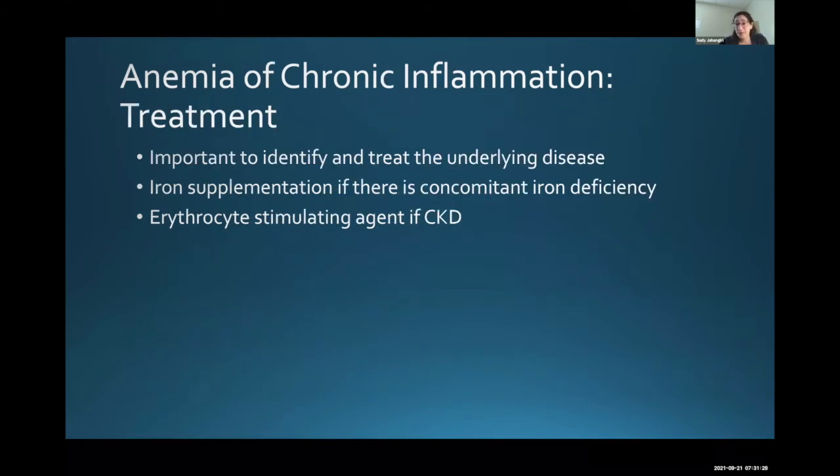Most important in the treatment of anemia of chronic inflammation is identifying what the underlying illness is and how we treat it. And as I mentioned, sometimes there's an overlap with iron deficiency that can be really tricky to sort out, and it would certainly be a good time to get a hematologist involved if you're having trouble interpreting those labs and seeing what the true iron status is.